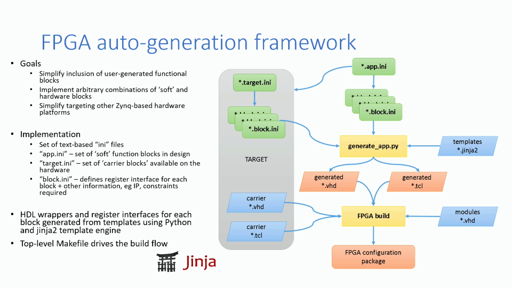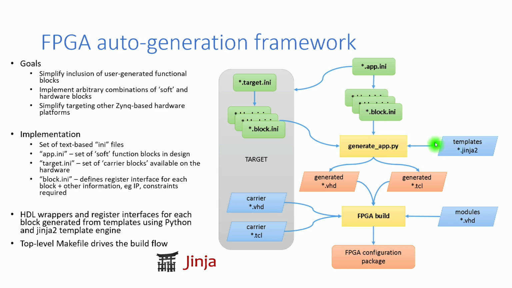To do this, we have a set of ini files. At the top is the app.ini, whose job is to specify the soft blocks that are in the design, but it also specifies the hardware target. Then on the hardware side, we have a target ini file, which specifies the hardware-specific function blocks that the hardware can support. Then the block.inis themselves specify the register interface for the block and any other information, such as additional IP that it's using or any additional constraints required.